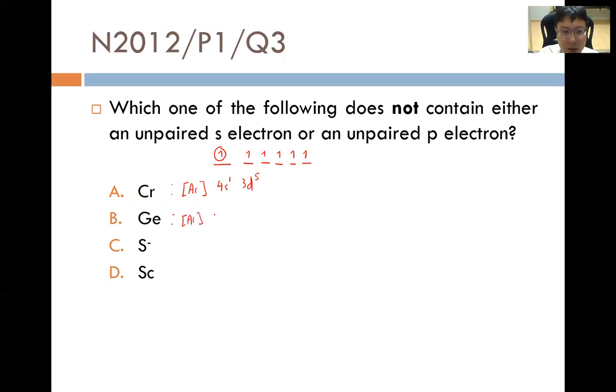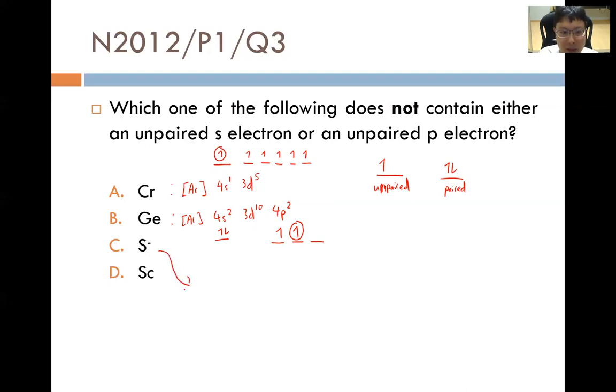Argon, 4s2, 3d10, 4p2. And for the s orbital, it would be fully filled. This will also be fully filled. But for the p orbital, it will be like that. And it is indeed true that it contains an unpaired p electron, although it does not contain any unpaired s electron. Just for clarity's sake, one electron in an orbital is an unpaired electron, whereas if two electrons are in the same orbital, this is a paired electron.